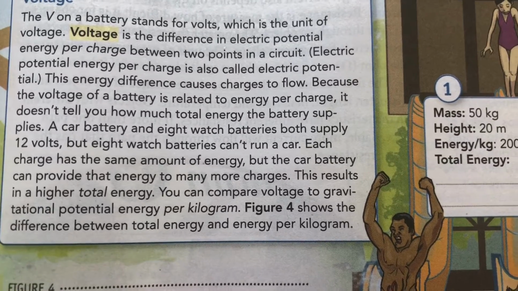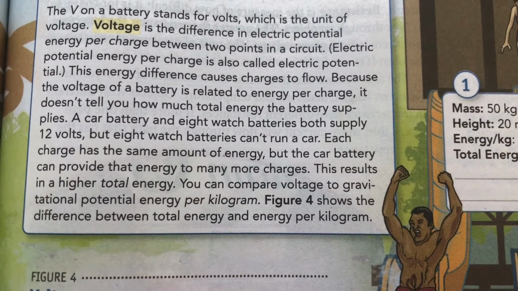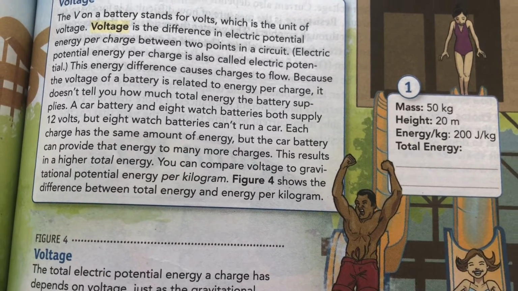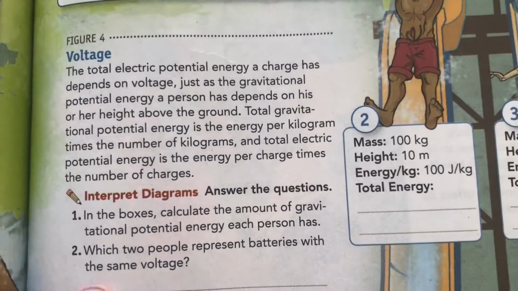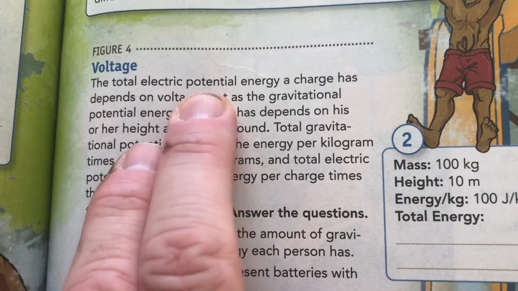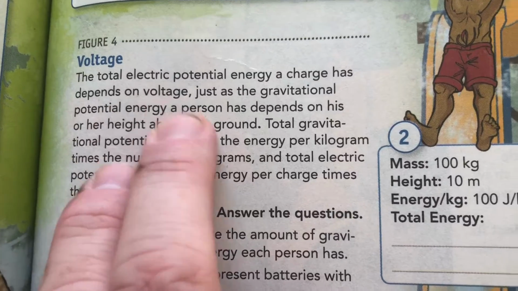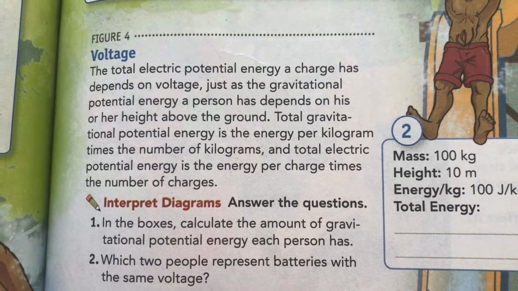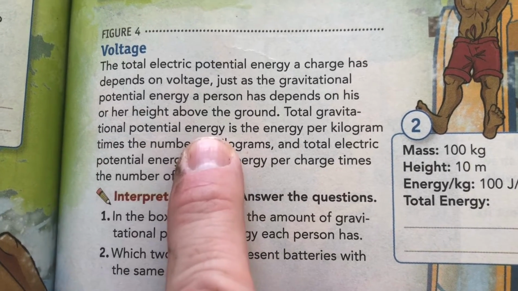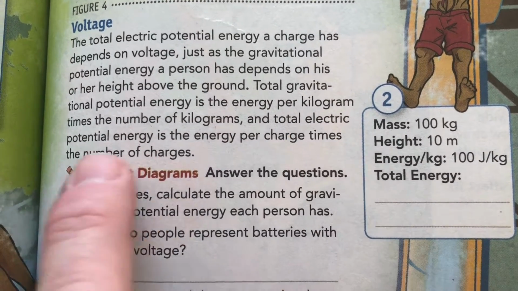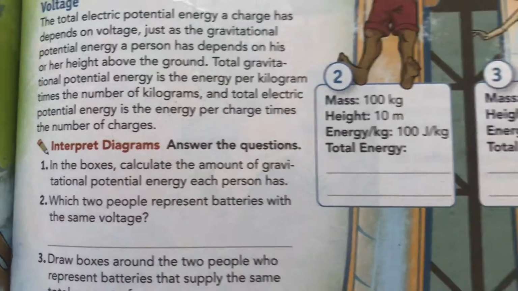You can compare voltage to gravitational potential energy per kilogram. Figure 4 shows the difference between total energy and energy per kilogram. The total electric potential energy a charge has depends on voltage, just as the gravitational potential energy a person has depends on his or her height above the ground. Total gravitational potential energy is the energy per kilogram times the number of kilograms. The total electrical potential energy is the energy per charge times the number of charges. So you've got some comparisons here.